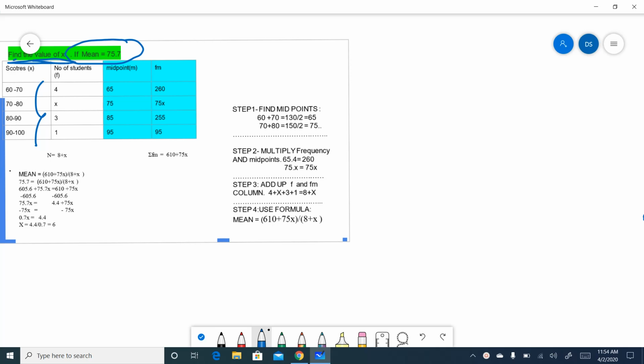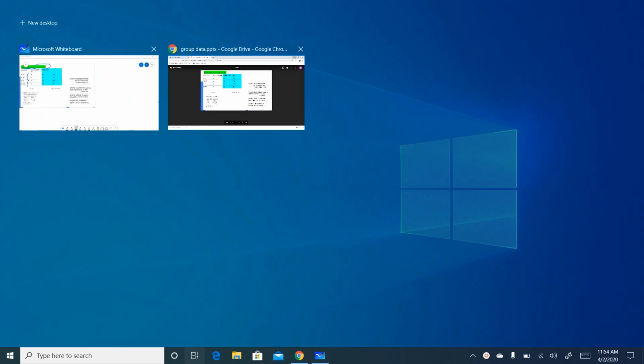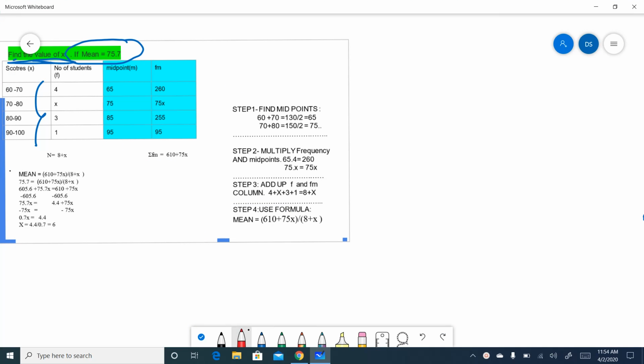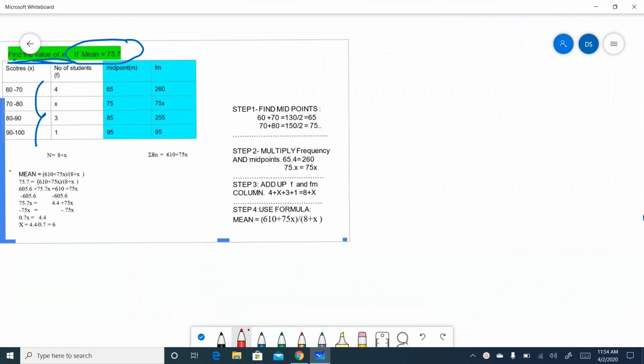We have given group data. So the frequencies here are 4, x, 3, and 1.